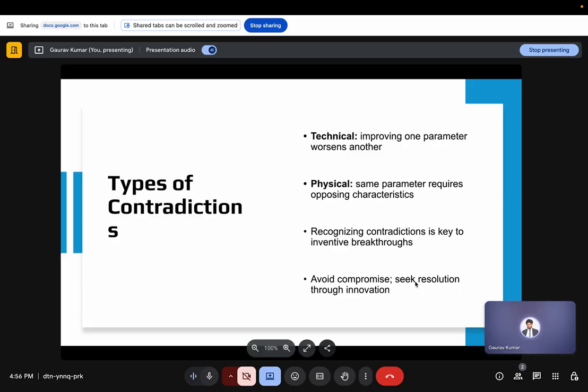So we seek resolutions, not compromise. Keep both benefits by changing configuration, timing, space, materials, or control. So stating contradictions crisply directs the inventive energy effectively. Okay.